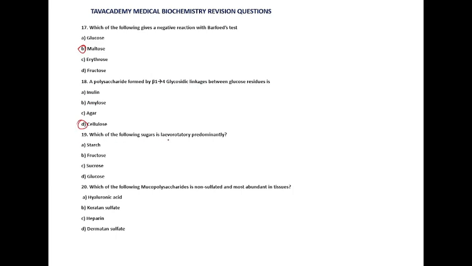Which of the following sugar is levorotatory predominantly? The answer is going to be fructose. And last one, which of the following mucopolysaccharide is non-sulfated and most abundant in tissues? Will be hyaluronic acid. So details about mucopolysaccharide is present in general biochemistry 1 folder. You could look at chemistry of carbohydrates. We talked about it in details there. I will give you guys a mnemonic on how to recall. Thank you guys. See you guys in the next MCQ review.